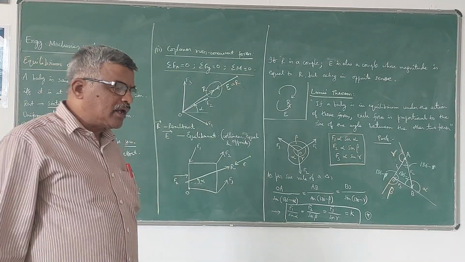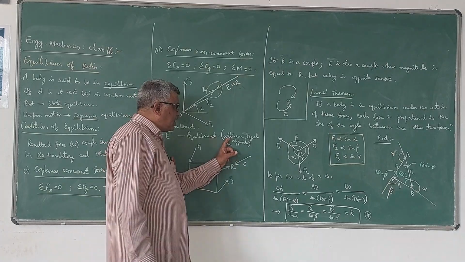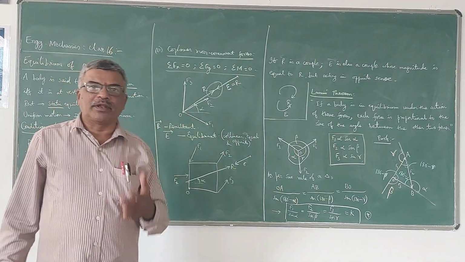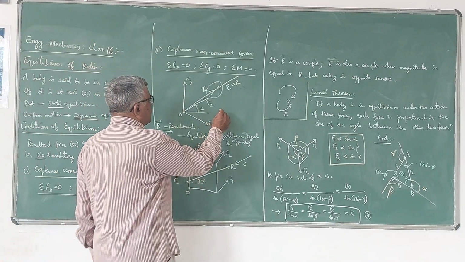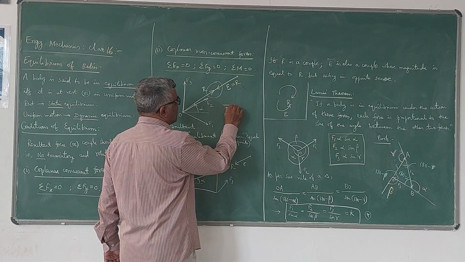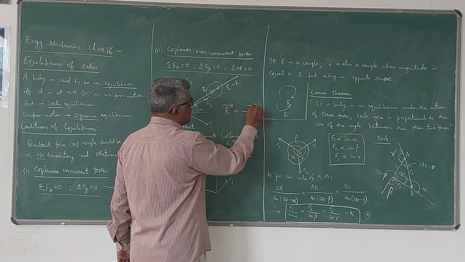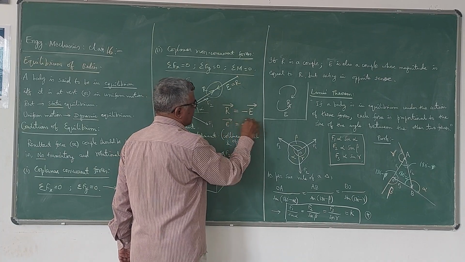So equilibriant is a force which is collinear, equal and opposite in nature to the resultant. That means, in other words, if the resultant force is represented like this as a vector, E should be represented like this, and vice versa. E should be minus R, in vector form.